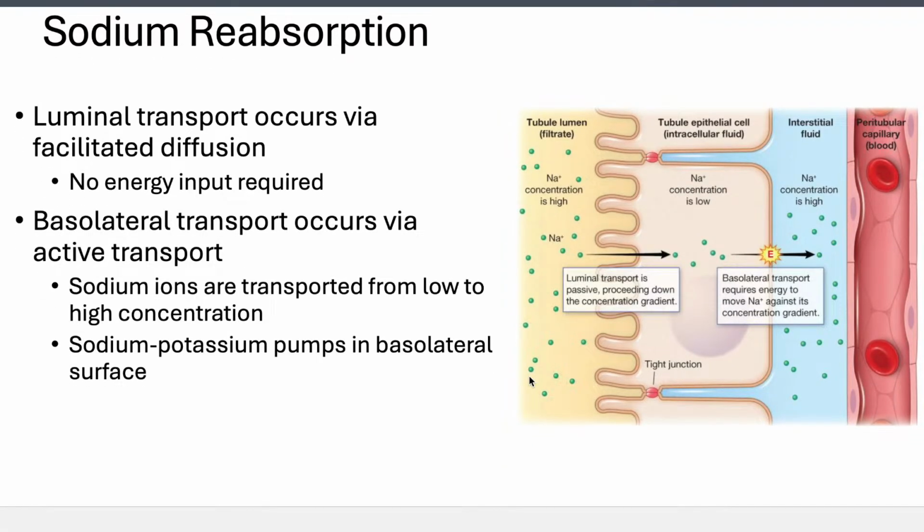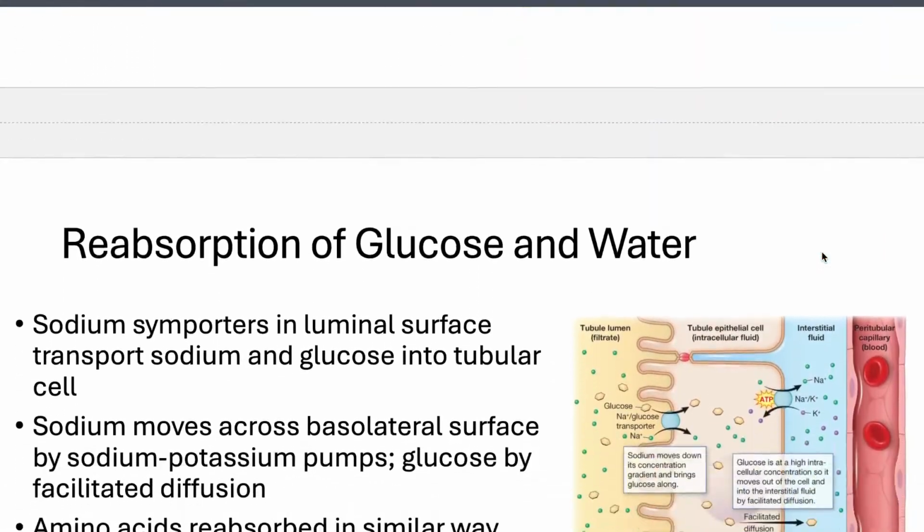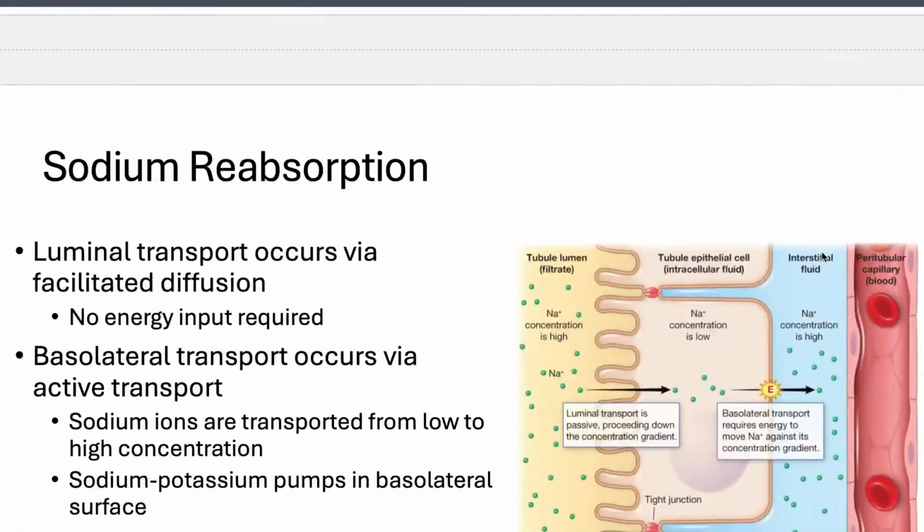Right. So for sodium, we're going from the lumen on this side. It's going to be passive into the tubule epithelial cell, and then it's going to be active. So with the use of sodium potassium pumps, that's going to create a higher sodium concentration in the interstitial fluid. So, reabsorption of glucose and water.